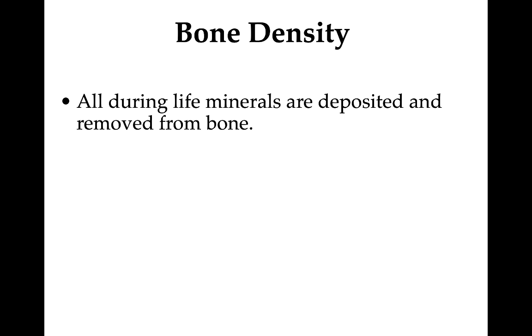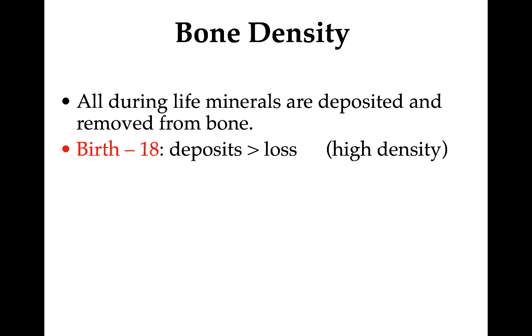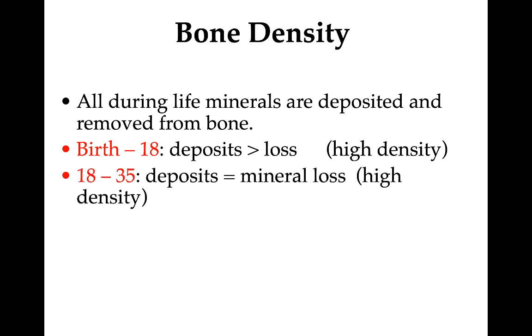But how this works is, as you're young, from birth till 18, while your bones are still growing, your deposits are definitely way more than your mineral loss. So if you find a bone in a child or an adolescent or teenager, the bone is going to have a really, really high bone density. Between when your bones stop growing and about 35, your deposits and mineral loss is approximately even. So that high density is still there.